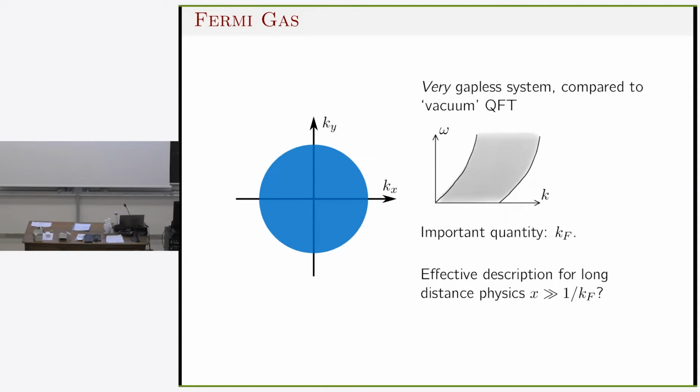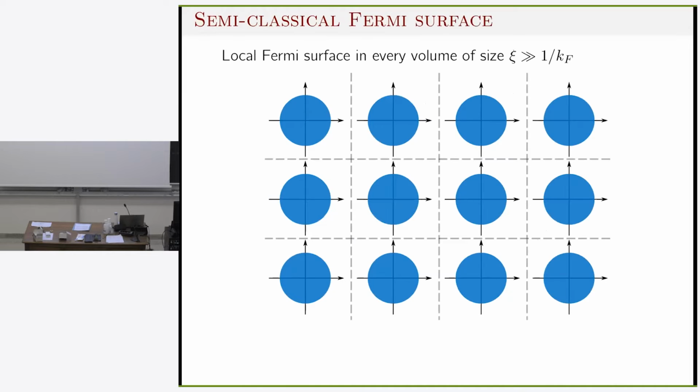Okay, so there's one important dimensionful quantity in the game, the Fermi wave vector, which is just the size, the radius of the Fermi surface. And so you could hope for an effective description for distances much larger than this, than 1 over kf. Okay, and indeed there is an effective description.